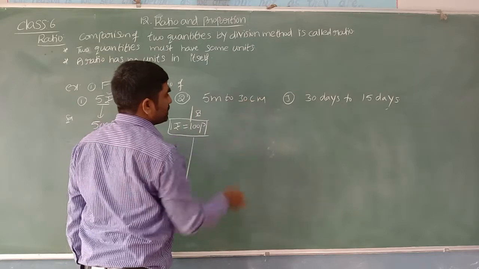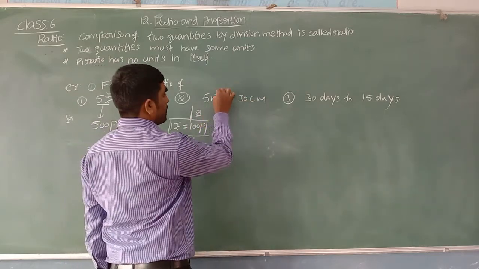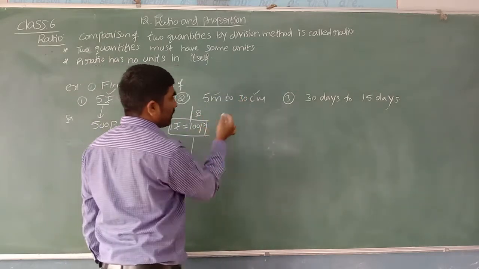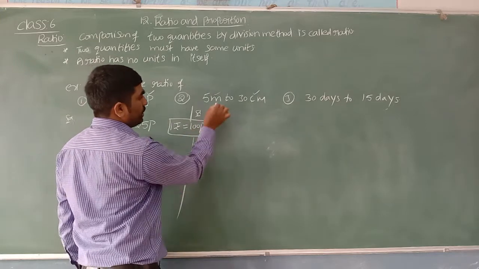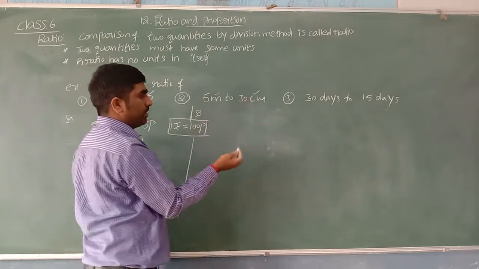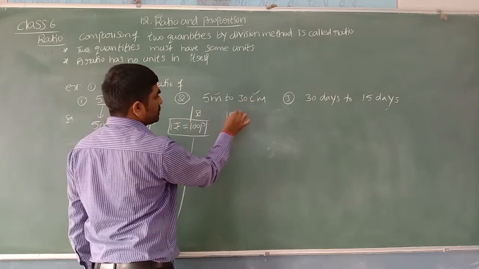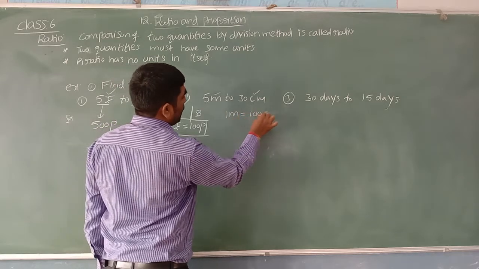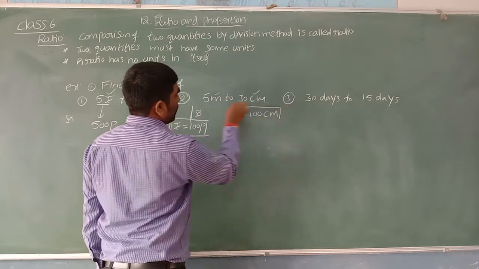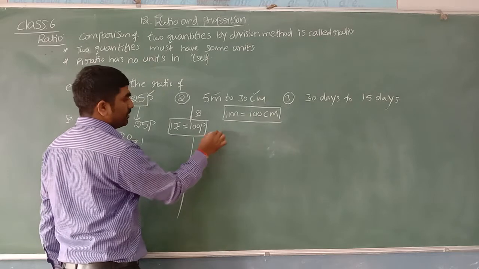5 meter to 30 centimeter. Both the quantities have different units. Now we can convert into the same units. And both of these we try to convert into centimeters. And we know the relation is 1 meter is equal to 100 centimeters. Now convert both the quantities in terms of centimeter.